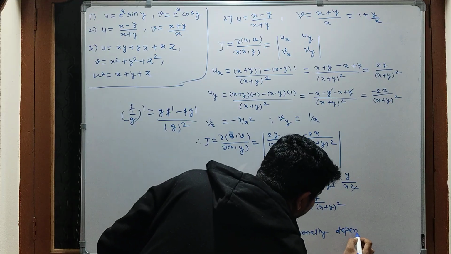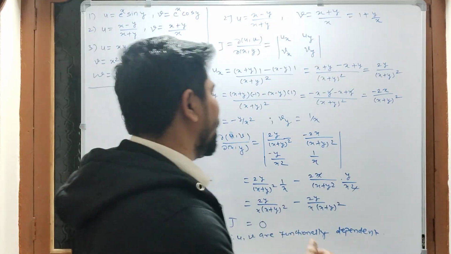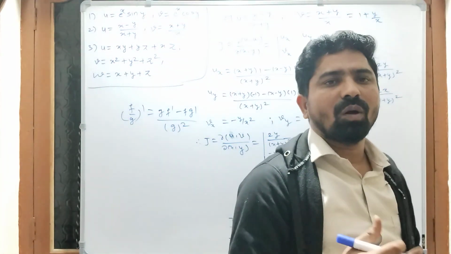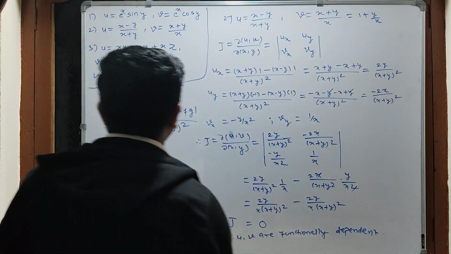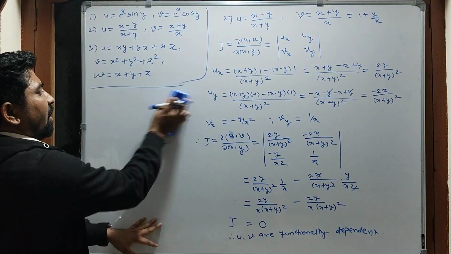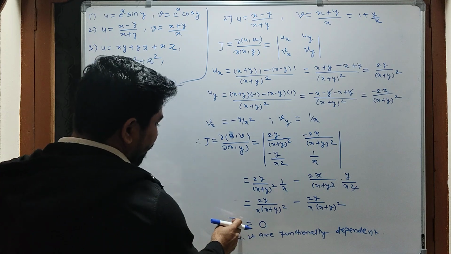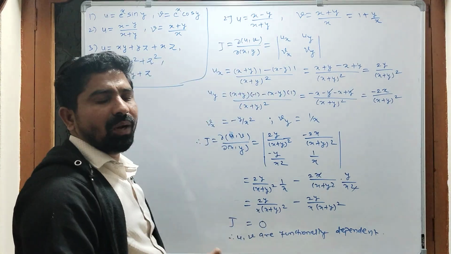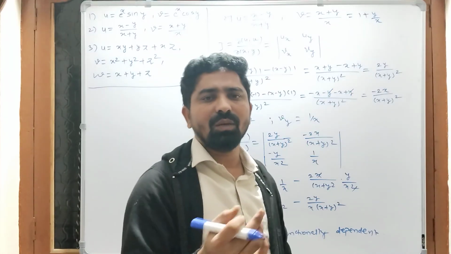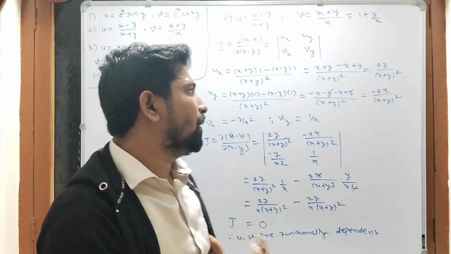dependent. If u, v are functionally dependent, now we have to find the relation between u, v. How to find it is the following. Here they are directly saying u and v are functionally dependent. If they are dependent, that is, one function is a multiple of the other.